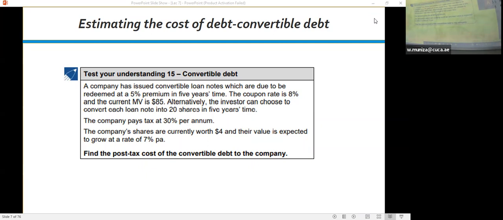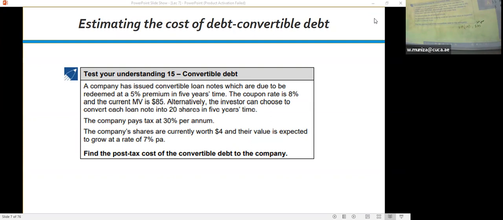So let's read the scenario. A company has issued convertible loan notes which are due to be redeemed at 5% premium in 5 years' time. Students, if they are going to be redeemed at 5% premium, what does that mean? They are issued at 100 right now? 100 plus 5, very good. So the premium factor is 1.05, and it becomes 105. So what is the cash option? Simply, you are going to get 105. This is the cash option.